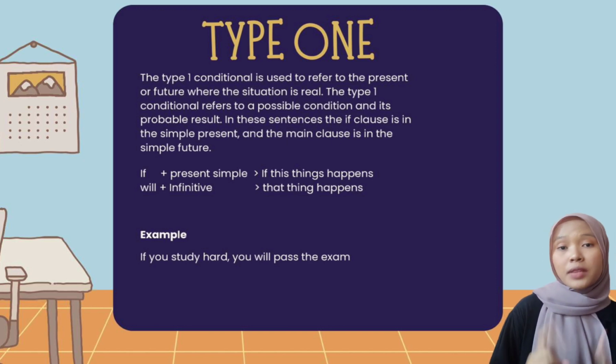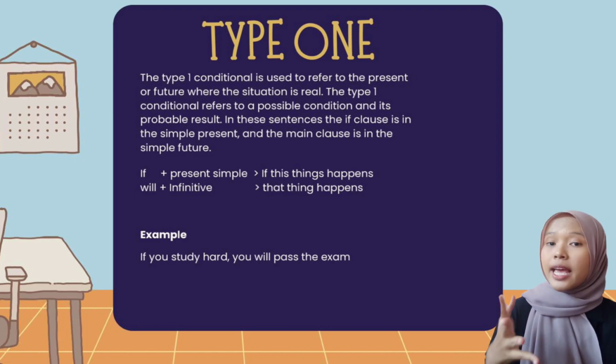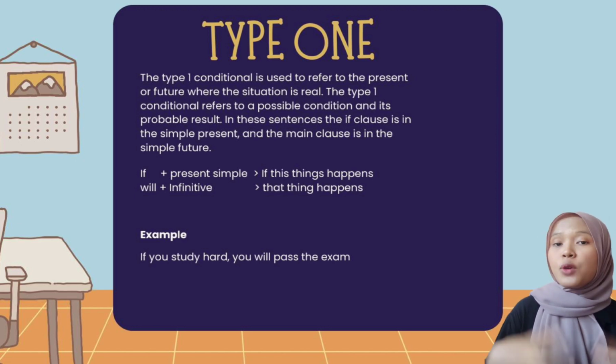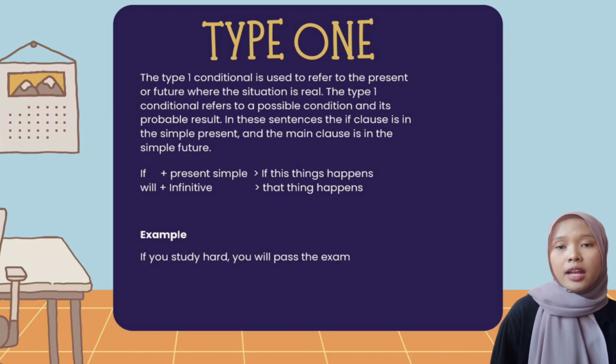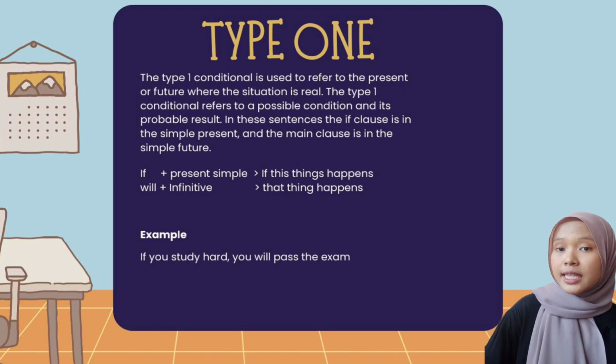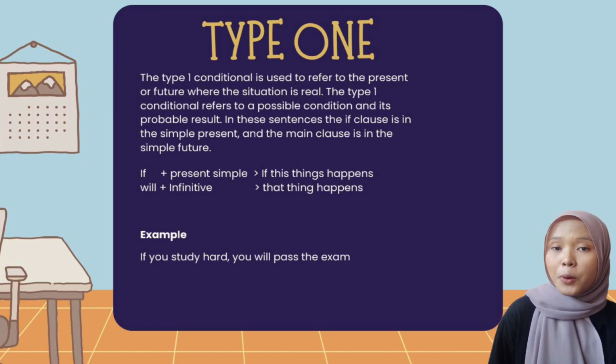An example from type 1 is if you study hard, you will pass the exam. And then if we don't leave now, we will miss the train. And so, type 1 conditional sentences are used to refer to a possible or real outcome of a condition. The condition clause uses the simple present tense and the result clause uses the simple future tense.